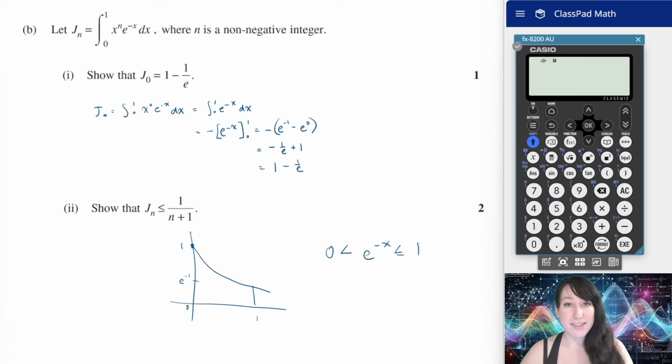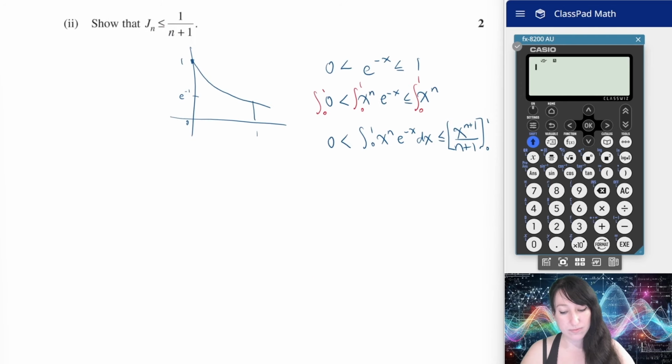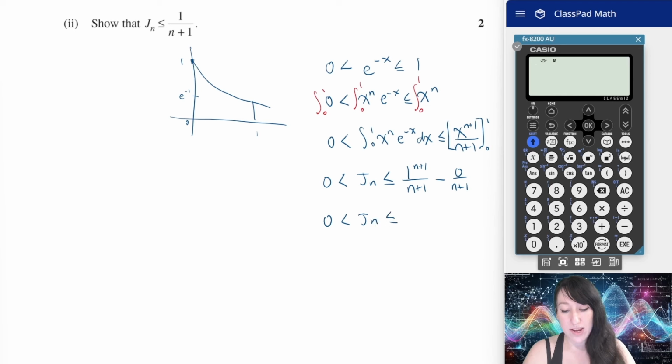Now, what about x to the n times e to the negative x? Let's multiply by x to the n. Now, what if we set up an integral here? Well, the integral of 0 is 0. The middle is our expression Jn. And the integral of x to the n is x to the n plus 1 over n plus 1. So we have Jn is less than or equal to 1 over n plus 1.